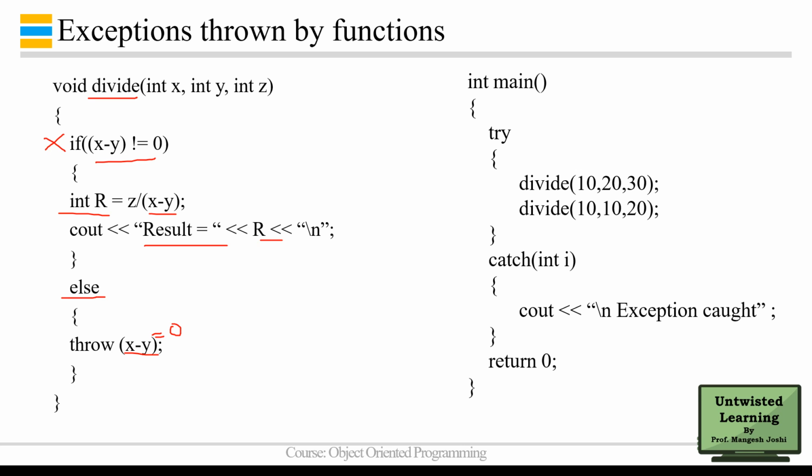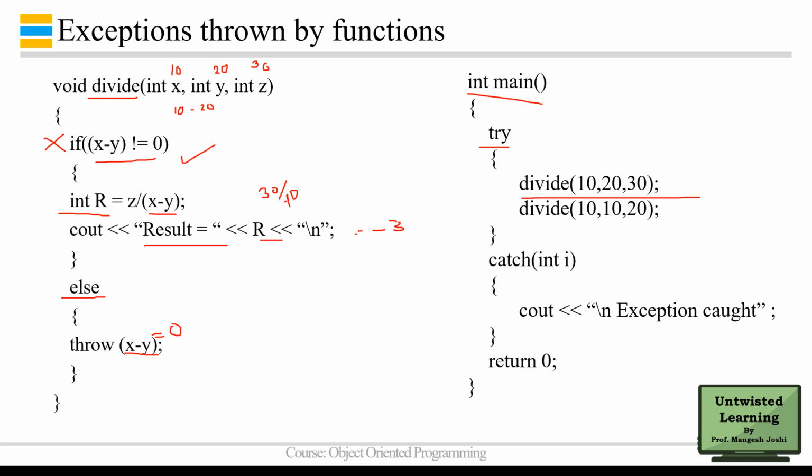Now how will this program run? It will always start from the main function. Then inside try you have called the divide function, divide 10, 20, 30. So x will take the value of 10, y will take the value of 20 and z will take the value of 30. We have to check whether x minus y is not equal to 0. Yes, 10 minus 20 is not equal to 0, so this condition is satisfied. Ultimately you will get the result 30 divided by 10 minus 20, that is minus 10, so the answer will be minus 3.